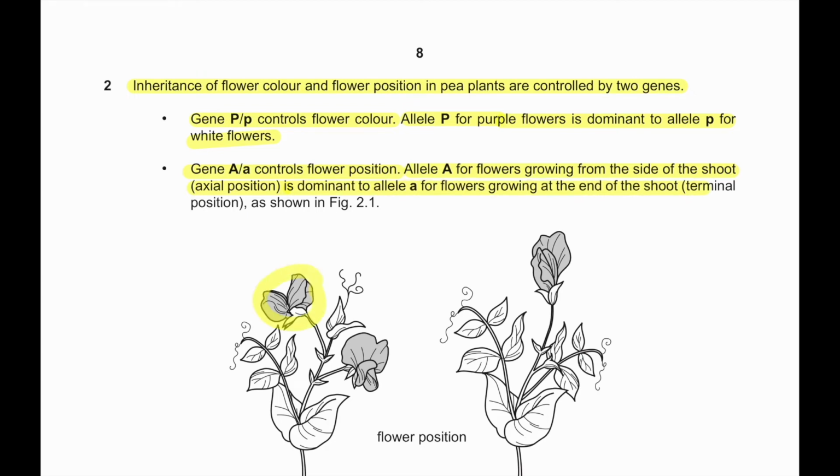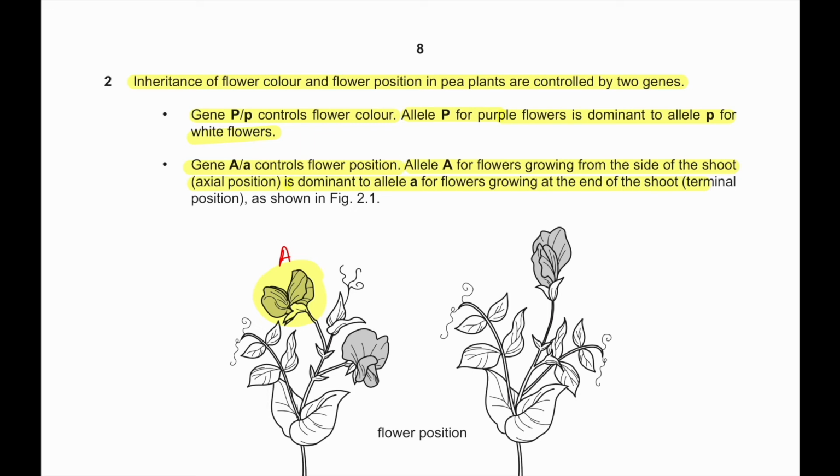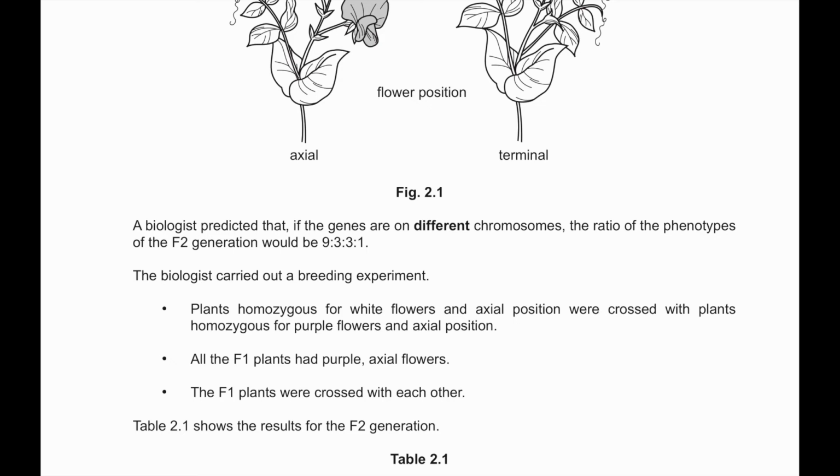So at the side, which is capital A, and end of the shoot, which is small a. All right, and then capital P for purple color and small p for white flower. Okay, so a biologist predicted that if the genes are on different chromosomes, the ratio of the phenotypes of the F2 generation would be 9:3:3:1. Well, the biologist is correct that it should be that.